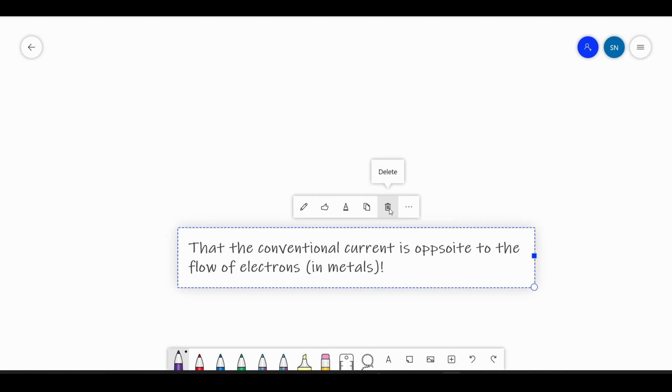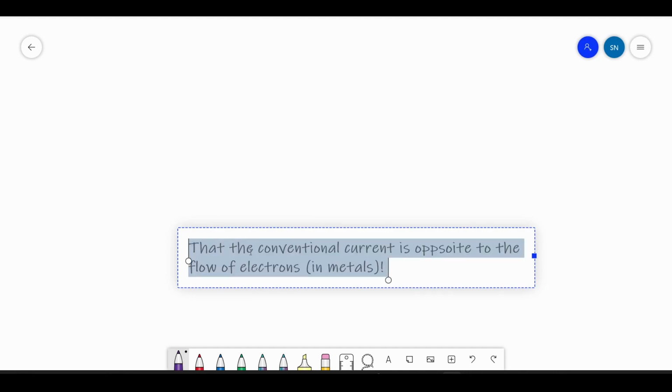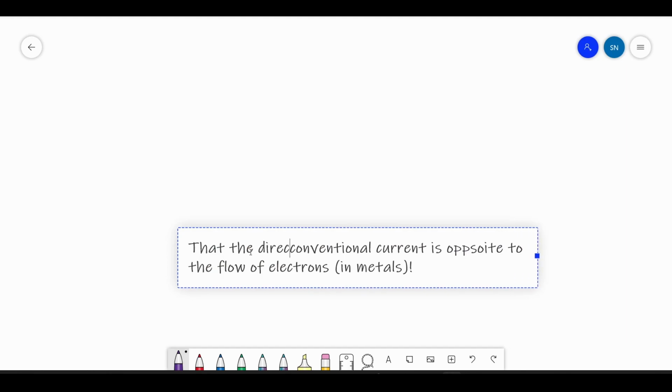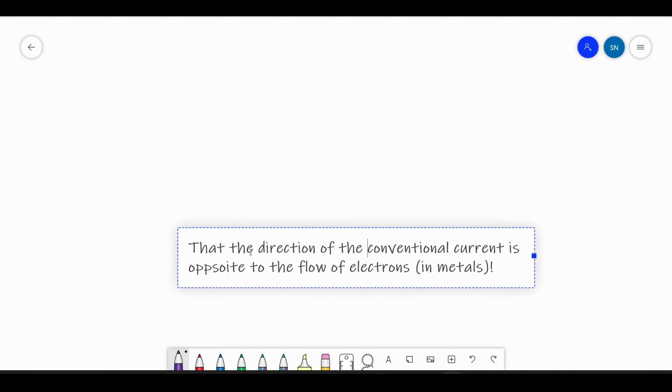So the conventional current is opposite to the flow of electrons in metals. In fact, the direction of the conventional current is opposite to the flow of electrons in metals, right?